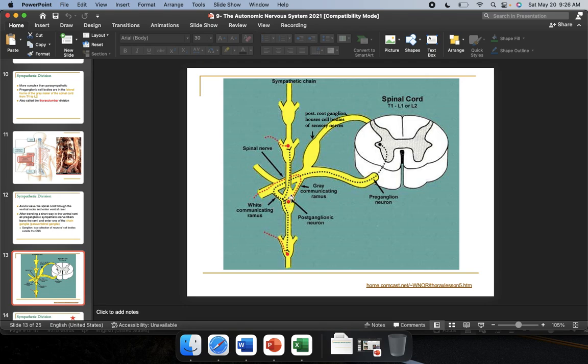Those postganglionic fibers are going to exit the chain ganglion via a gray communicating ramus. The reason this is gray is because it's going to be unmyelinated. Okay, so we have a white coming in where it's myelinated, and then it's going to exit via a gray communicating ramus because it is unmyelinated, and then go cause its effect on the effector organs.